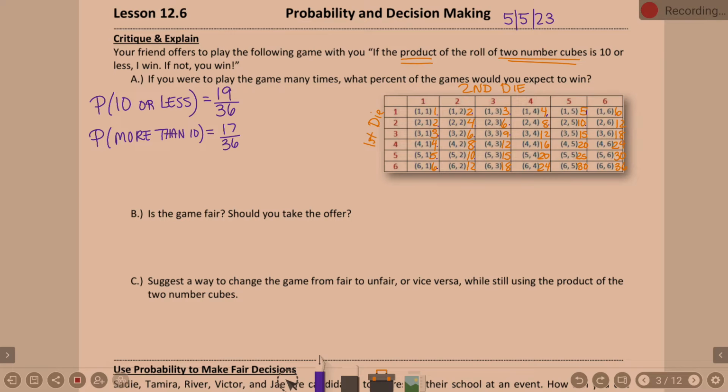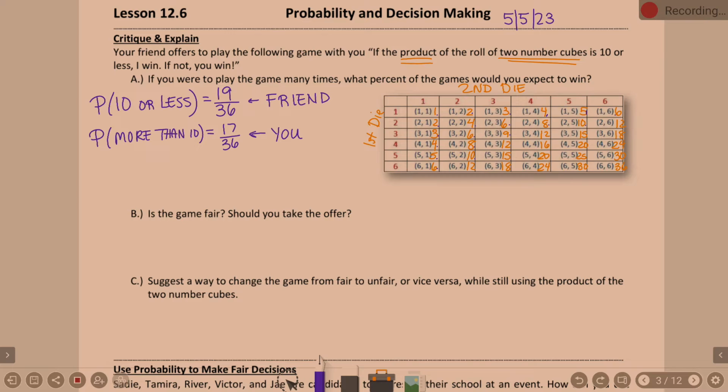Okay, so your friend offers to play the following game, quote, if the product of the roll of two number cubes is 10 or less, I win. Who's I in that statement? The friend. Okay, so that's the friend, and then if not, you win. So who? So that is the 17 out of 36, yes? Be careful reading on these.